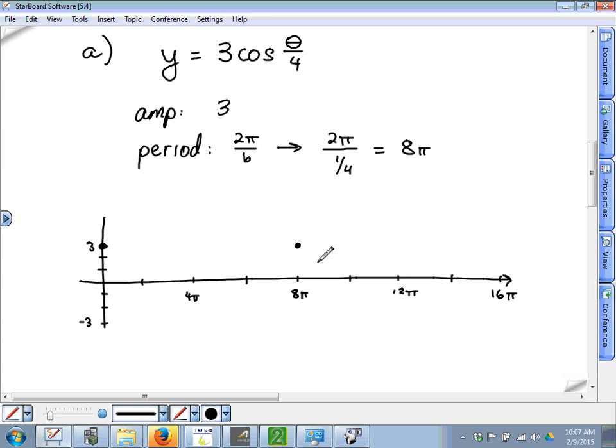Where am I going to be down at -3? Where do I put a -3? At 4 pi, I'm at -3. So it goes through 0 right there, and it goes through 0 right there. There's one cycle. It goes from 3 down to -3, back up to 3. Then it goes back to 0, down to -3, 0, and then it ends the cycle at 3, right where it starts. So there's the cosine. Well, that's all it is.